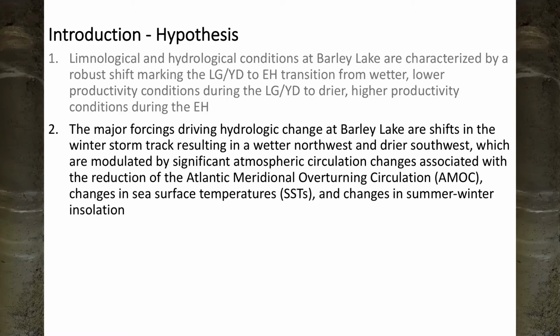Two, the major forcings driving hydrologic change at Barley Lake are shifts in the winter storm track, resulting in a wetter northwest and a drier southwest, which are modulated by significant atmospheric circulation changes associated with the reduction of the Atlantic meridional overturning circulation, changes in sea surface temperatures, and changes in summer-winter insolation.